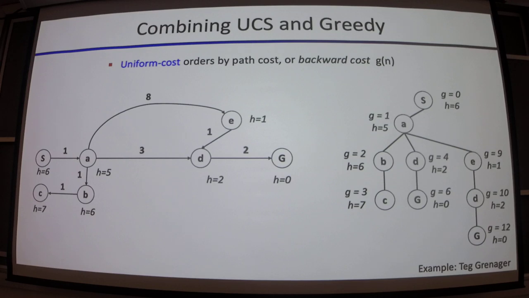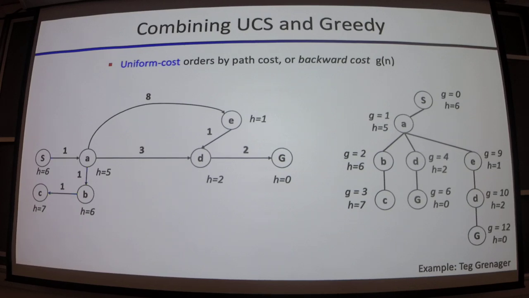B, right? And then we go down, we add B's children. C has a value of 1 for the transition, which means it has a value of 3 for its backward cost, shown in G over here, and so we don't explore anywhere else, right? I forgot to say we added D, but it still works, right?